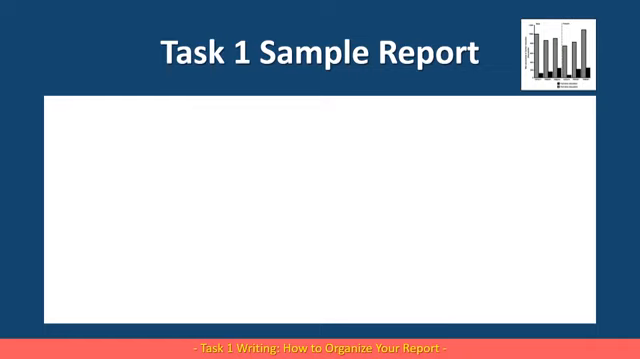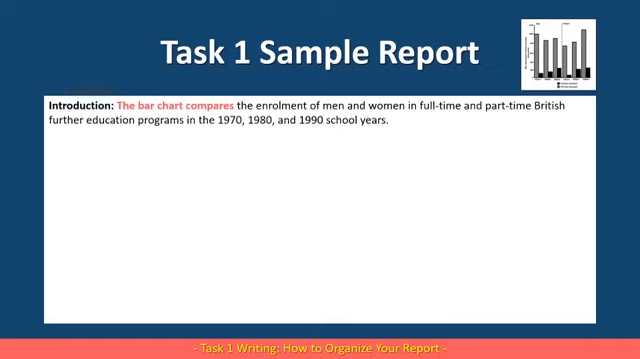This is a pretty good report. Not perfect, but pretty good. In the introduction, the bar chart compares the enrollment of men and women in full-time and part-time British further education programs in the 1970, 1980, and 1990 school years. Okay, so the introduction is telling us what is this report about? What is this writing about? In this case, it's a bar chart, and we're comparing enrollment in education programs.